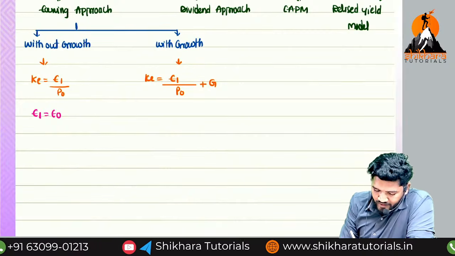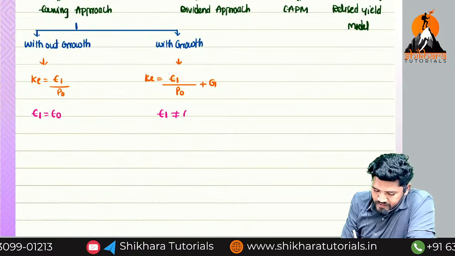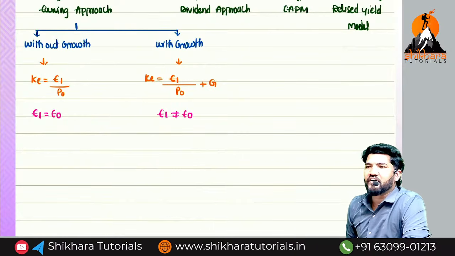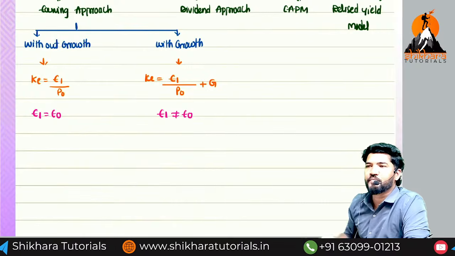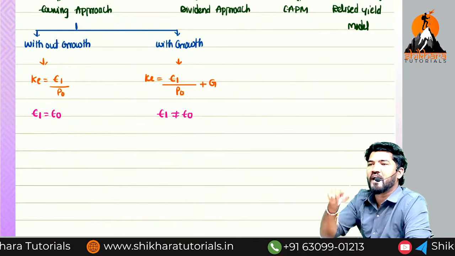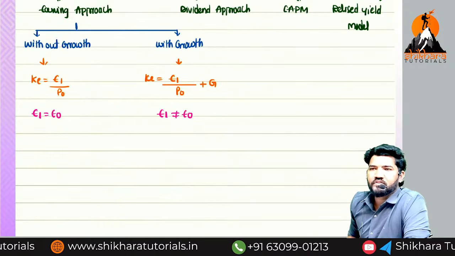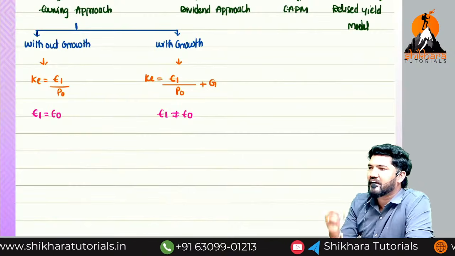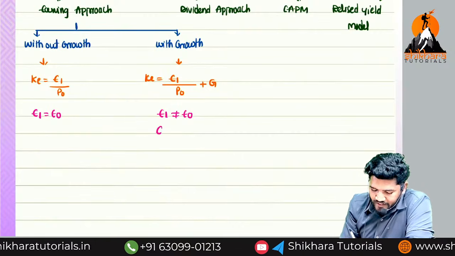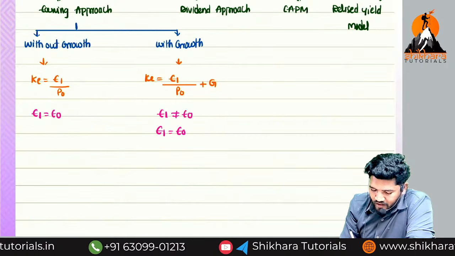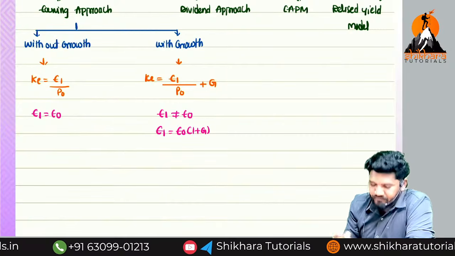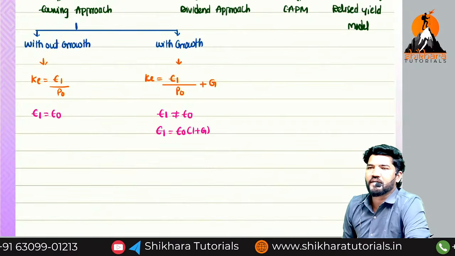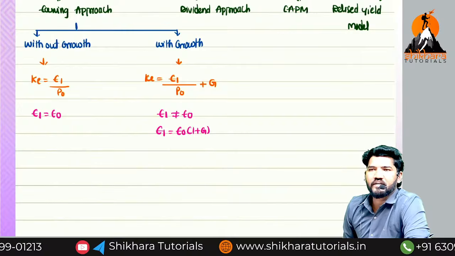But when it comes to with growth, E1 does not equal E0. Why? Last year 10 rupees EPS means this year more than 10 rupees, because 365 days of growth will be added to the 10 rupees. Yes or no? That's why in the with growth model, if they provide the current year EPS, you need to convert it to E1. E1 equals E0 times (1 plus growth). If you add that growth to E0, you will get the next year EPS. Are you guys clear now?